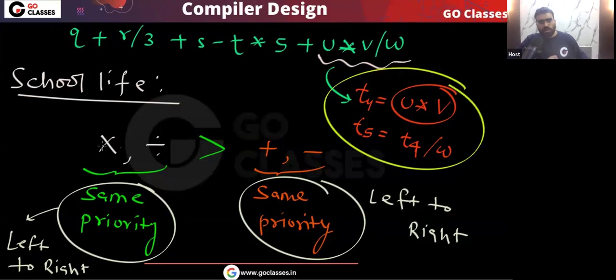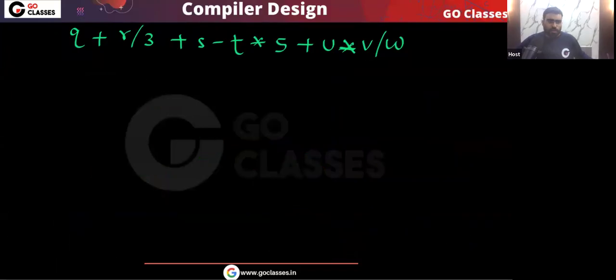So remember, multiplication and division have the same priority, and if they have the same priority, we execute them from left to right. Next, addition and subtraction also have the same priority, and we execute them left to right. Very simple point. Now let's come back to this question. So first, what will happen?